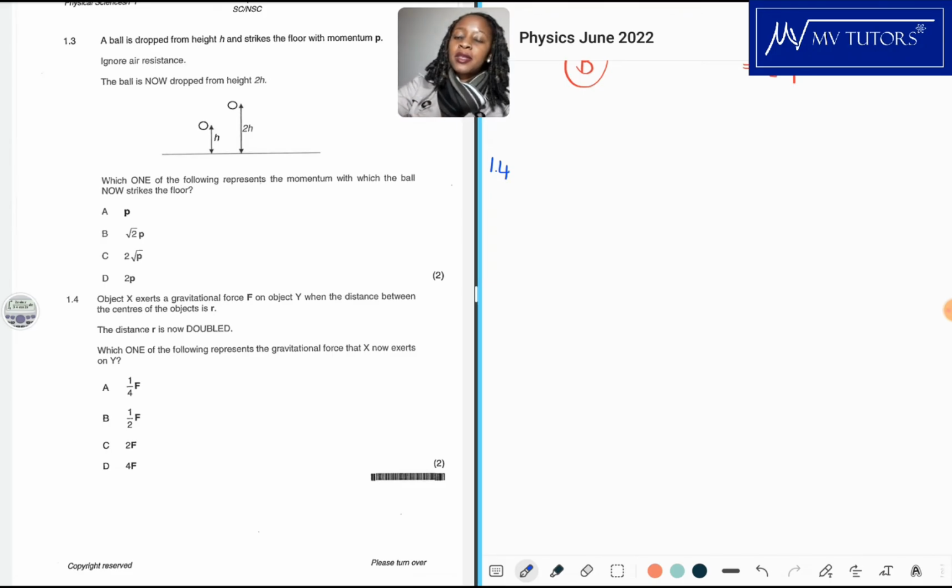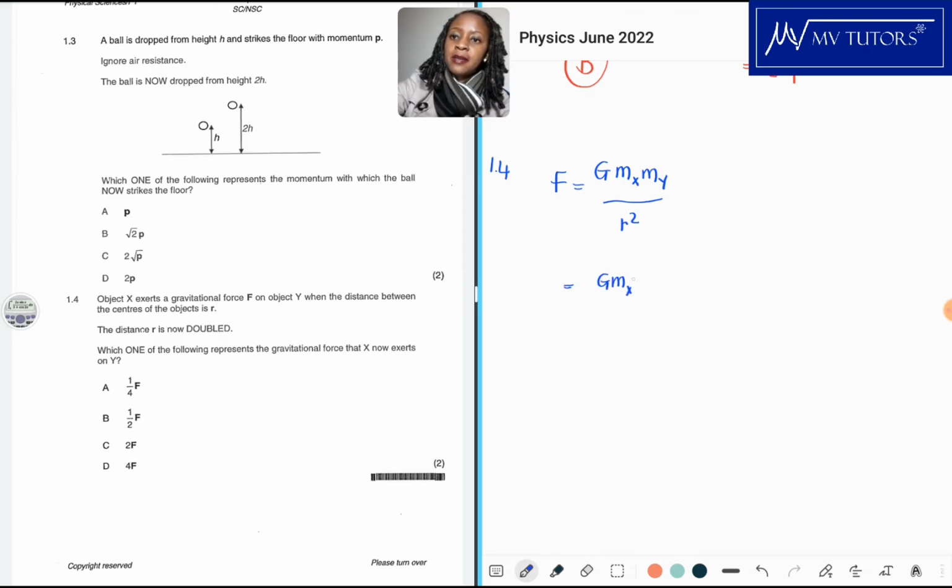Object X exerts a gravitational force on object Y when the distance between the centers of the objects is r. Now the distance r is doubled. Which one of the following represents the gravitational force that X now exerts on Y? Okay, so we know that the original equation for gravitational force, you have your constant, the mass of x, and the mass of y, and that's just going to be over r squared, the distance between their centers. You just square that. Now they're saying that the distance r is doubled. So what will we do there? Everything else remains the same.